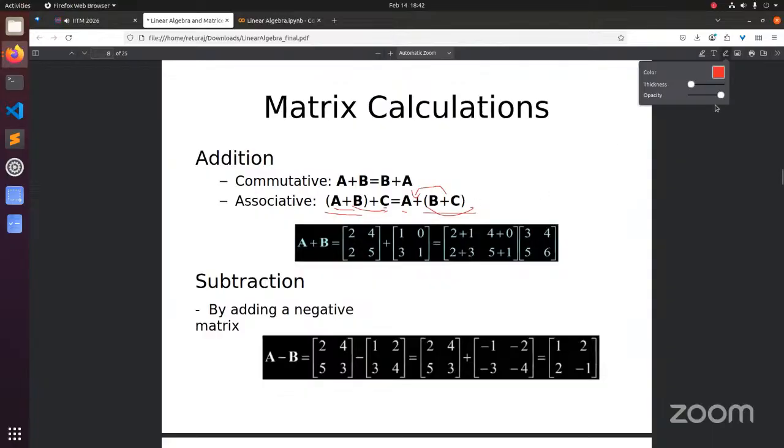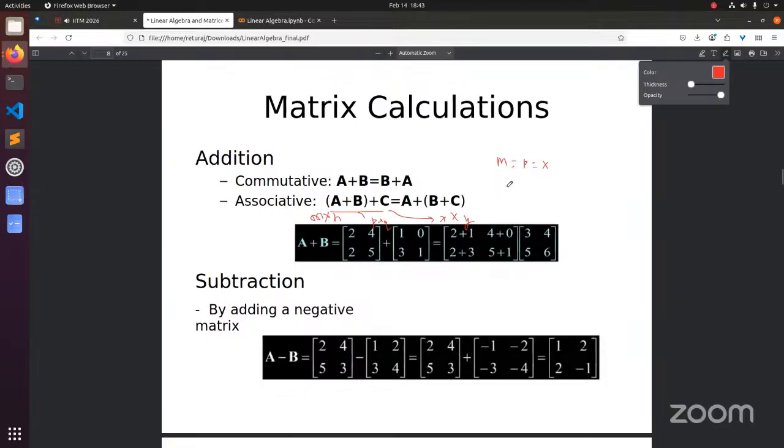Now, can someone tell me when can you do all these things? What is the condition on A, B, and C? Say A has M cross N, B is P cross Q, and C is, assume, X cross Y. So M should be equal to what? P and X. P equal to X. All these things should be equal.